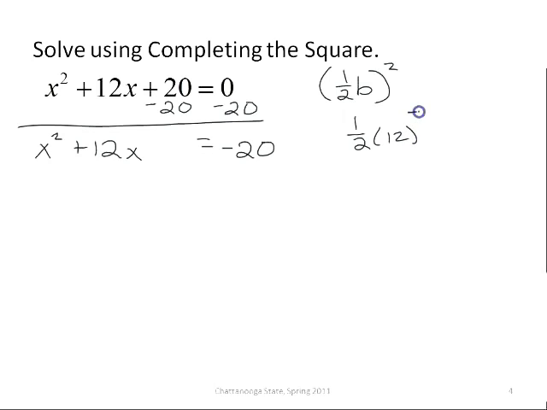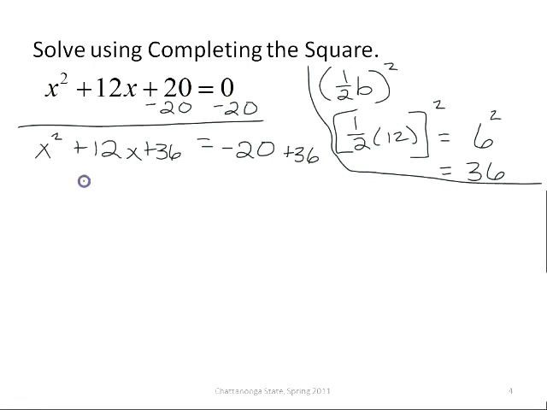So that's going to be half of 12 squared. Half of 12 is 6. So 6 squared is 36. I'm going to add 36 to both sides of my equation. So my first side is going to factor. I'm going to have an x as the first term in the parentheses, plus my 36 tells me I'm going to have a 6 in the second part of the parentheses. So this will be x plus 6 squared equals 16.